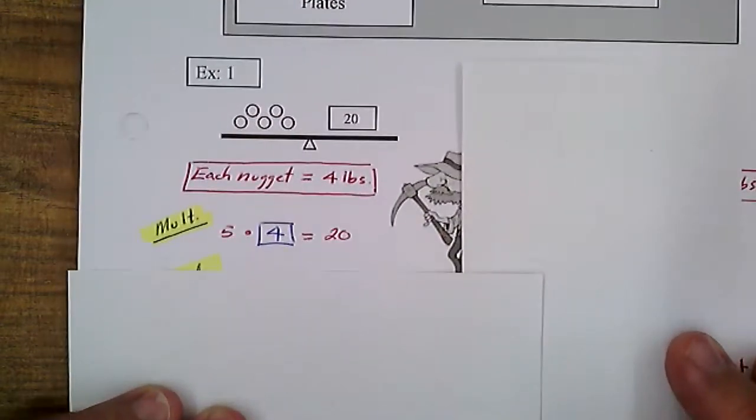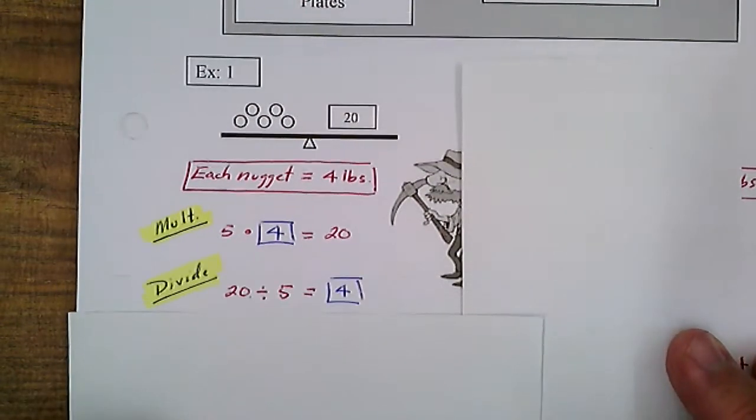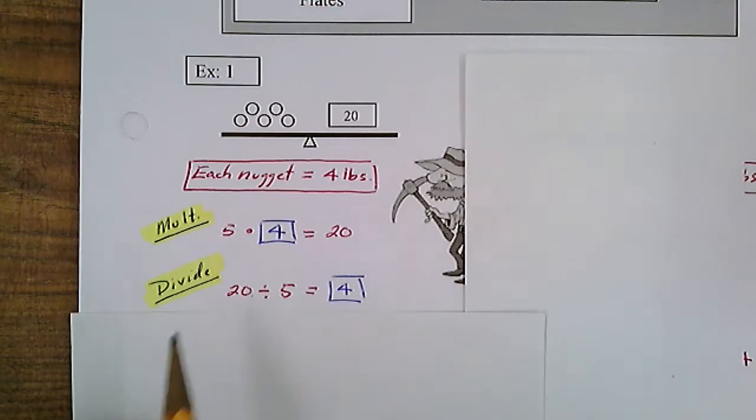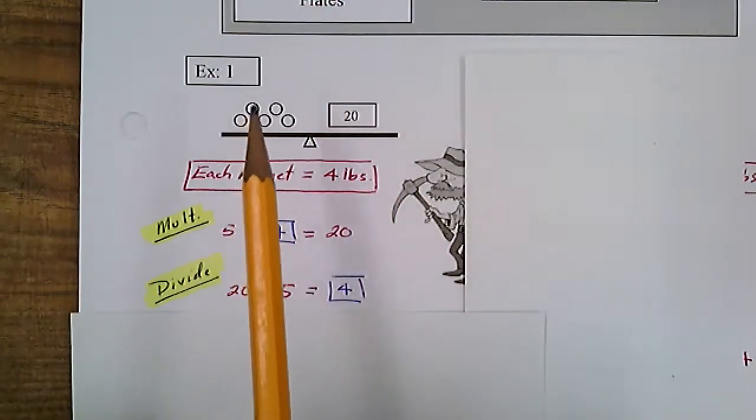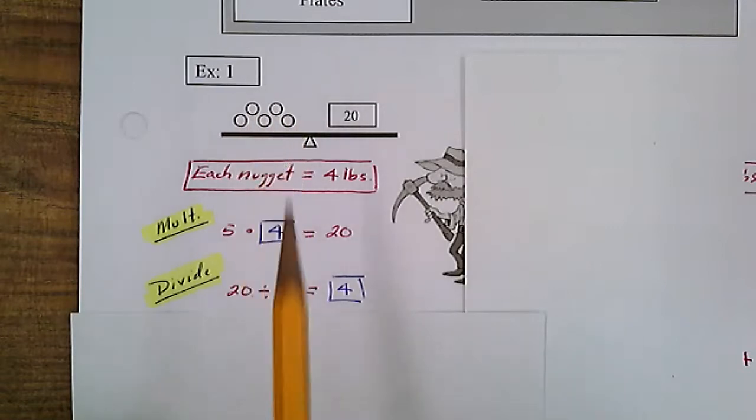A second strategy that you could have used is you could have divided. Maybe you did that. So you looked over here and you said, okay, well, the whole thing weighs 20, and I know that there are 5 of them that are all equal, so 20 divided by 5 is 4, okay?